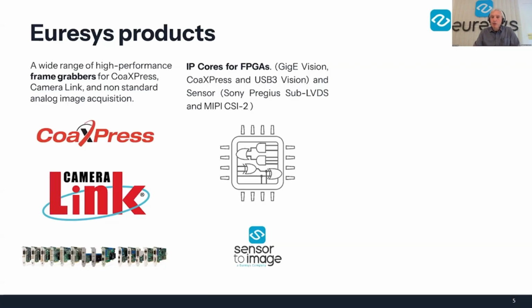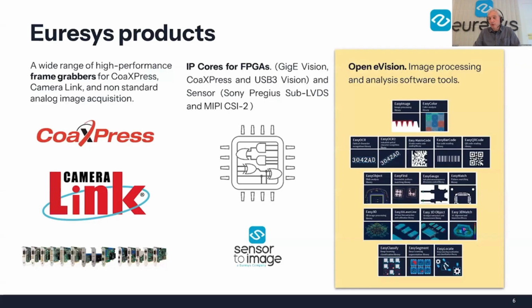But today I will talk about Open eVision. Open eVision is an image processing and analysis software tool. So it's a set of software libraries that you can use in your own application to perform machine vision tasks.